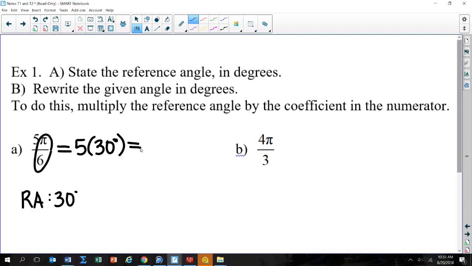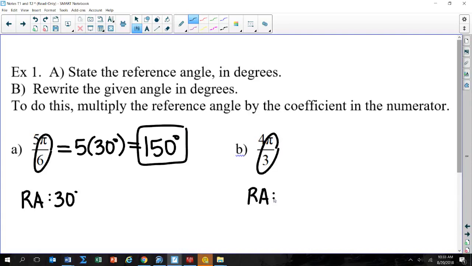So what is the original angle equivalent to in degree form? 150 degrees. Any questions about that? Again, in part B, just ignore that leading coefficient. You have to make sure this is simplified. It's nice and simplified already. So I ignore the leading coefficient and just focus on that pi over 3. What's my reference angle there? 60 degrees, right? 180 divided by 3. And I have 4 of those 60-degree angles.